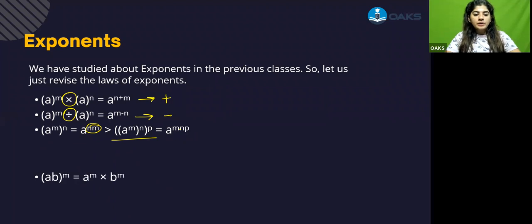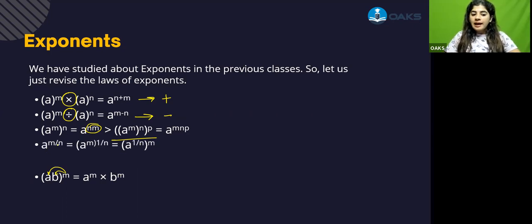Moving ahead, what we have here? ab raised to power m. Now see, the bases are different here, a and b, but the power is the same, that is m. So the power will get distributed here also and here also, which means a^m into b^m.